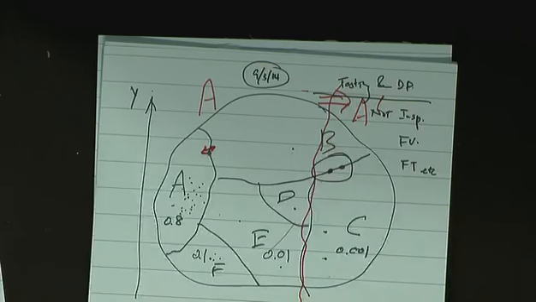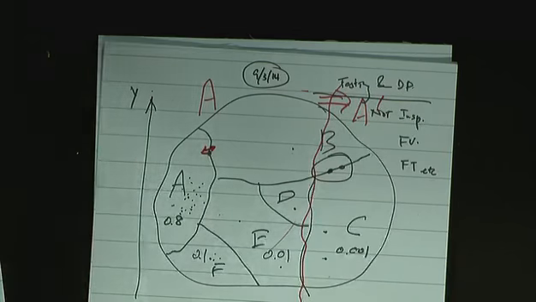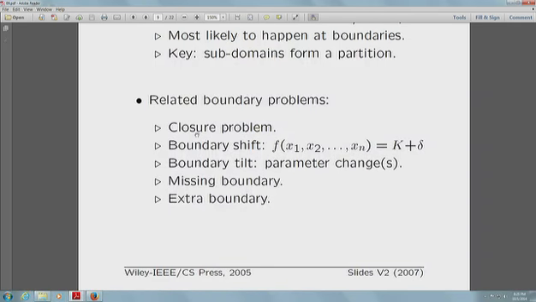Then we can look at the specific manifestations of these boundary problems. We can say there's a closure problem: you are supposed to be open, and now you are closed, or you are supposed to be closed, and you are open. That's a closure problem. You may have a boundary shift: move the boundary this way or that way a little bit. You may have a boundary tilt problem.